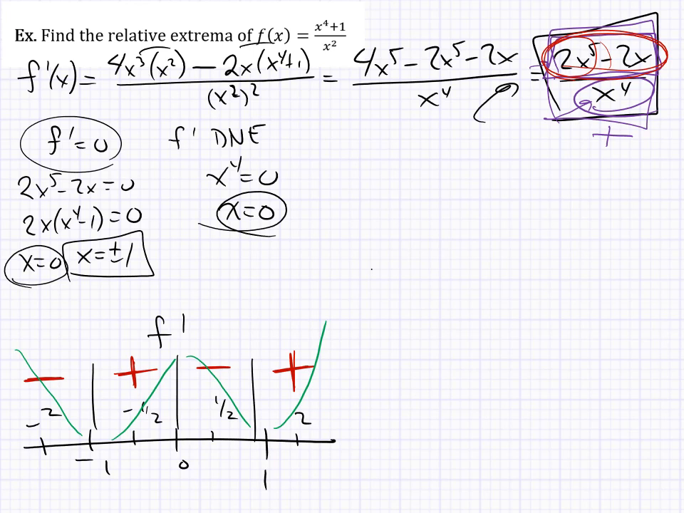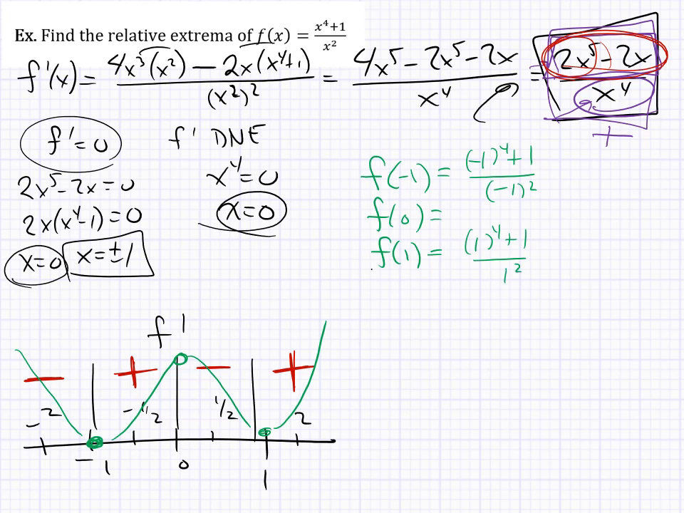Now the question is, is this right here a minimum? Is this a maximum? Is this a minimum? Well, that all depends on whether or not I can find f of -1 or f of 0 or f of +1. Now looking at these, f of -1 would be -1 to the 4th plus 1 over -1 squared. F of 1 would be 1 to the 4th plus 1 over 1 squared. Well, these would yield the same thing because of the even powers. I would get 2 over 1 in both cases, and I get 2.